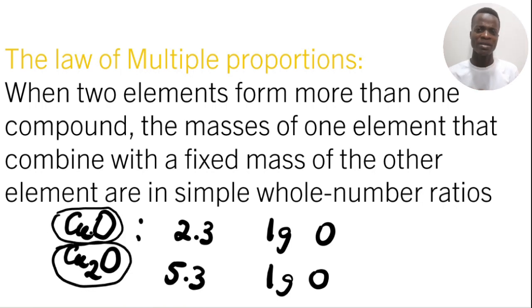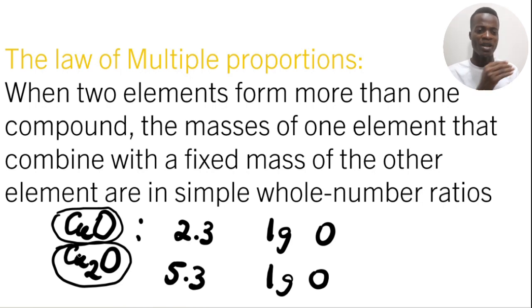But then these two elements, their combination is possible to give us more than one compound. So copper and oxygen can come together to form CuO. Copper and oxygen can come together to form Cu2O. Right? Now, that's what we mean by the two elements forming more than one compound.